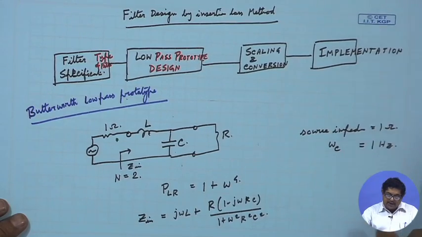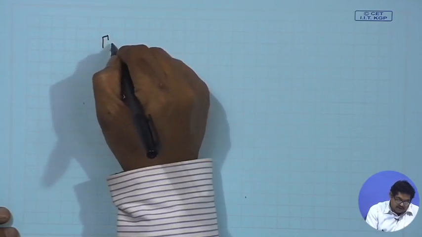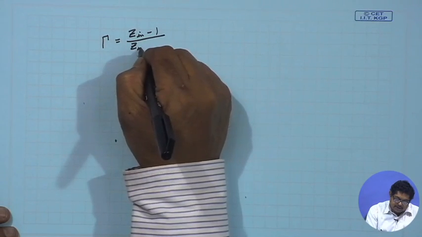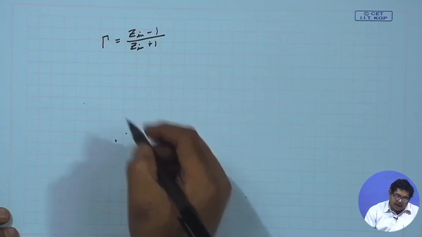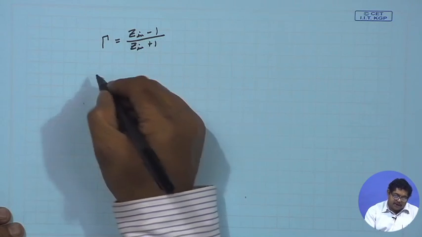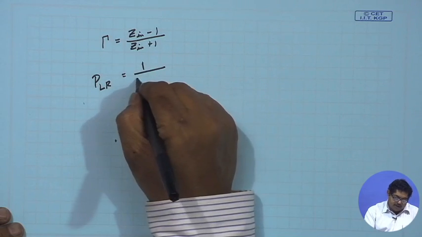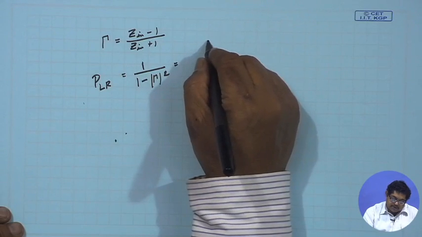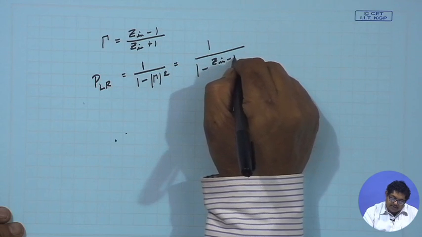Once I have Z in, what is the characteristic impedance? Immediately, what is the reflection coefficient? I can immediately write that the reflection coefficient will be (Z in minus 1) by (Z in plus 1), and once I have this, I can find out PLR. It is 1 by 1 minus tau square, and that is 1 by 1 minus (Z in minus 1).